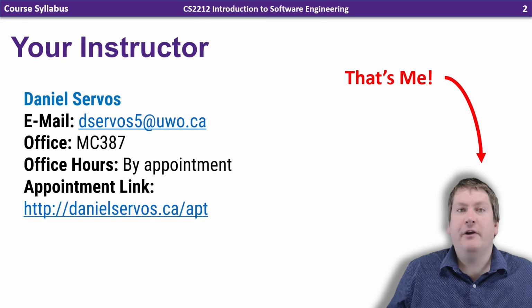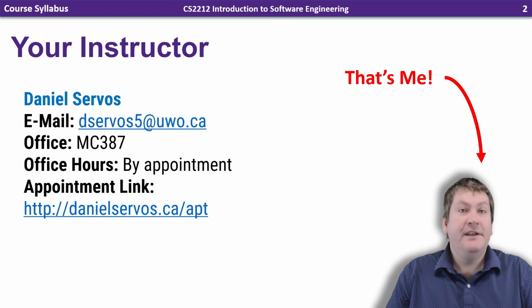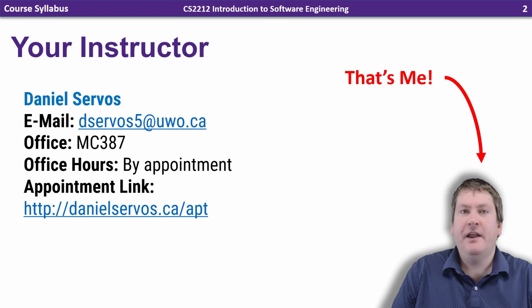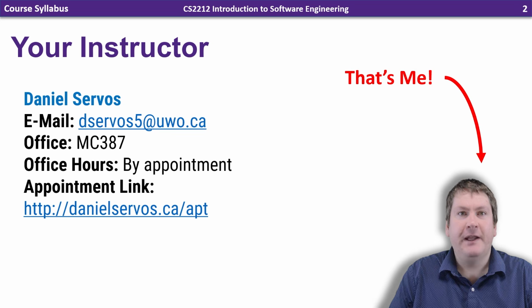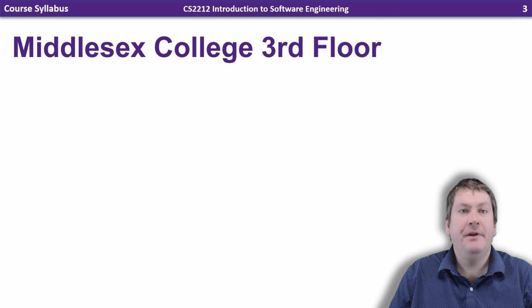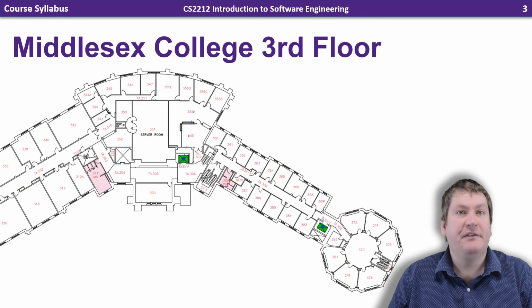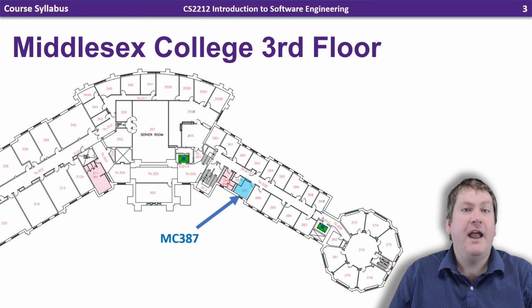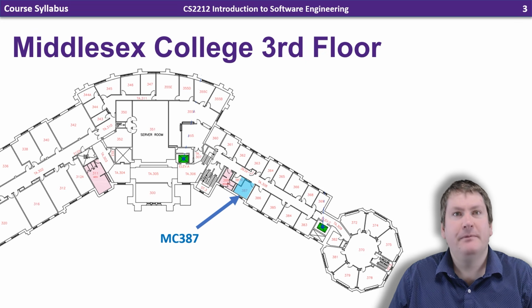So a little bit about background about me. I got my PhD here at Western University in the area of access control, and I did my master's and undergrad in computer science at Lakehead University. If you ever need to find me on campus, my office is in Middlesex College, and it is MC387. This is on the 3rd floor of Middlesex College. I have it highlighted here on the map.